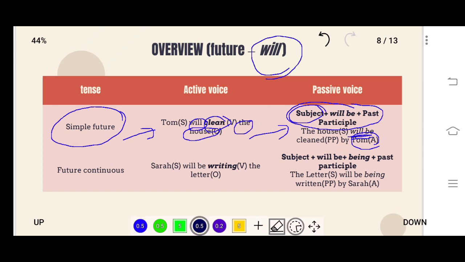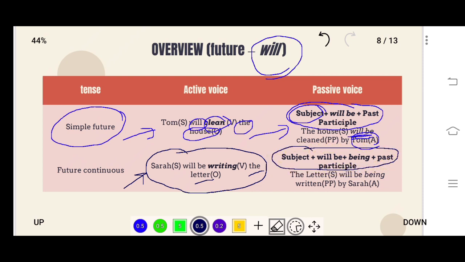Okay, so let me take a look at the future continuous tense. Let's take a look at the active voice one: Sarah will be writing the letter. So this is the active voice form. Sarah is the subject, writing is the verb, and the letter is the object. So again, like I said before, the object in the active voice will become the subject in the passive voice. So we take a look at the formula.